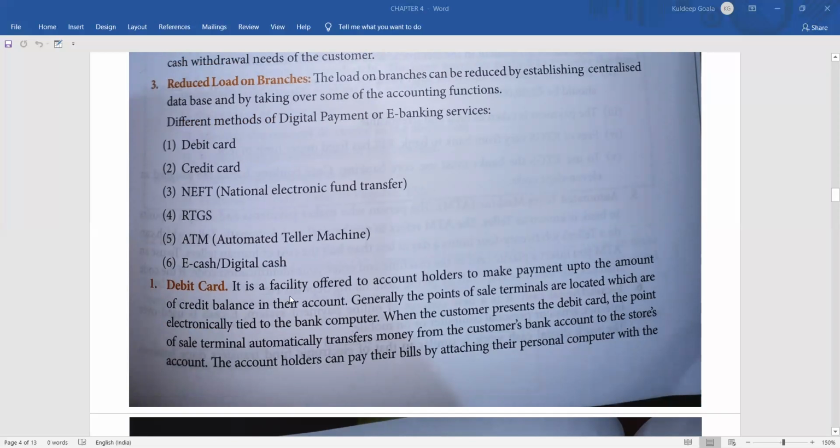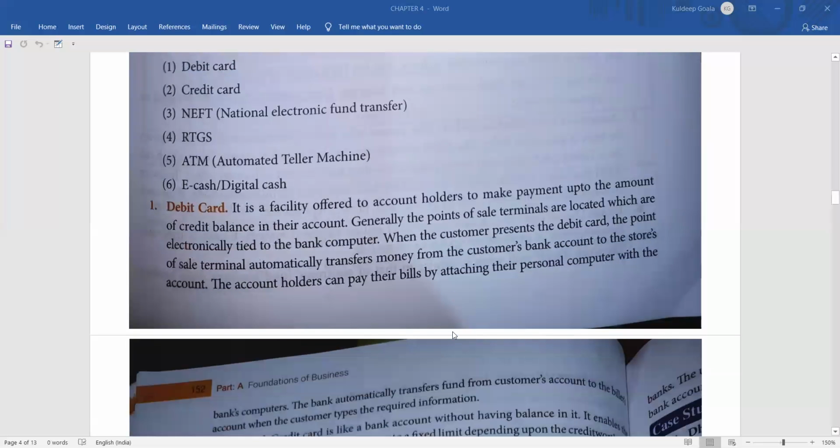Debit card is a facility offered to the bank account holder to make payment up to the amount you have in the bank account. Generally, if you deposit say 50,000, then up to 50,000 you can make the payment. Point of sale terminals are located which are electronically tied to the banking computer system, and if you use the debit card, automatically the withdrawal can be done from an ATM or the payment can be done using the debit card. That facility is already related with that.